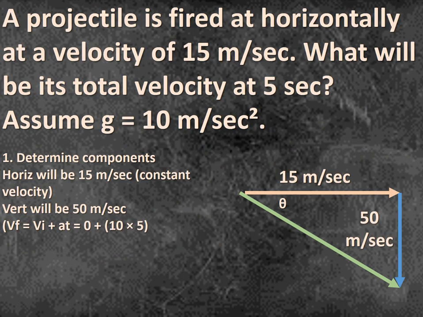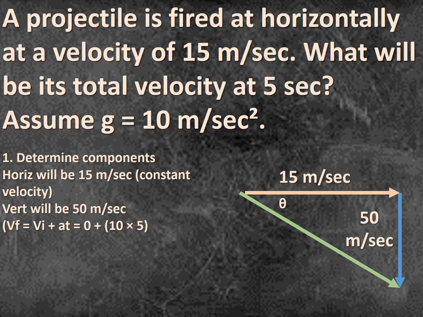So let's say we have a projectile that's fired horizontally at a velocity of 15 meters per second. What will be its total velocity at 5 seconds? We're going to assume that g is 10 meters per second squared. So we draw the vectors, and we see that the horizontal component is going to be 15 meters per second. It has constant velocity, so it's always going to have a horizontal velocity of 15 meters per second.